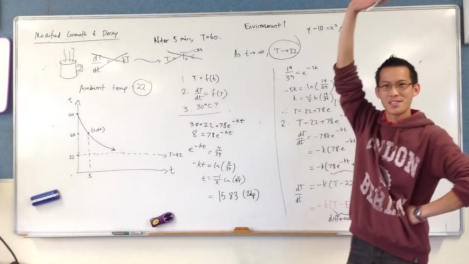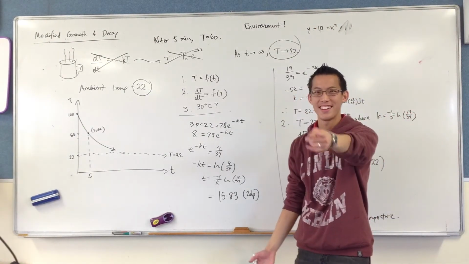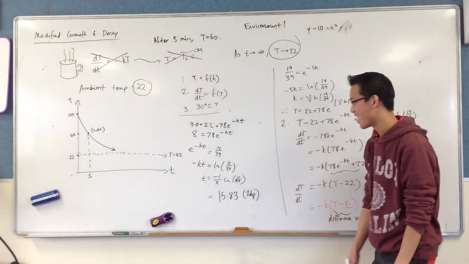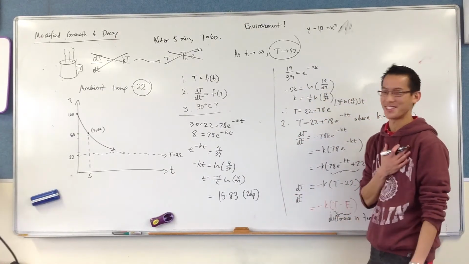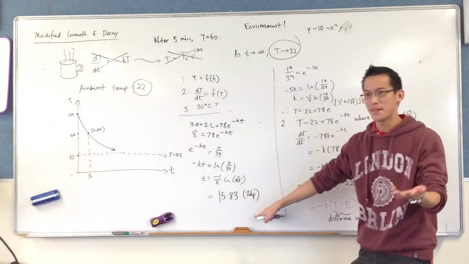Who was close? What did you get, Jeffrey? 16? Anyone closer? If you round to the nearest dozen, I was close. If you round to the nearest 100, I'd be pretty close too. Anyway, well done. Now, about 16 minutes. Does that feel about right?